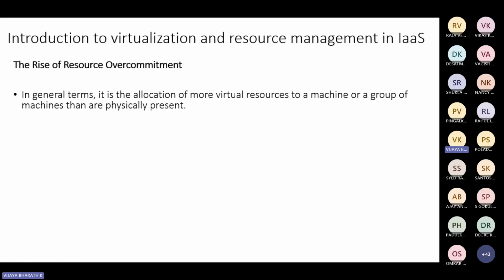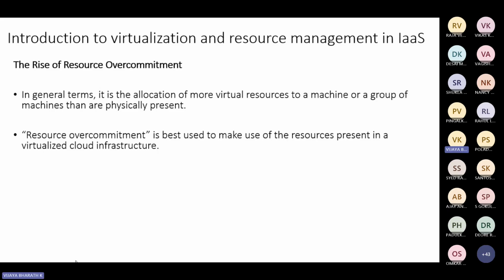And if you see the introduction to virtualization and resource management in IaaS, infrastructure as a service, there is a rise of resource overcommitment. It is the allocation of more virtual resources to a machine or a group of virtual machines than are physically present. Let's say you have 4 cores, but they will be virtualized as 8 cores. You give overcommitment.